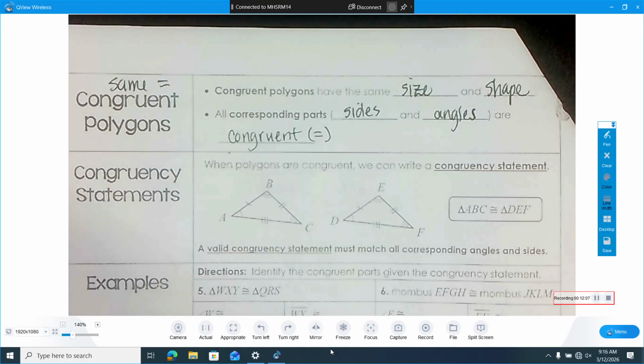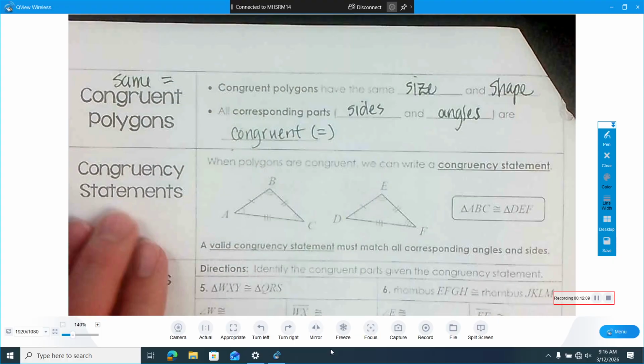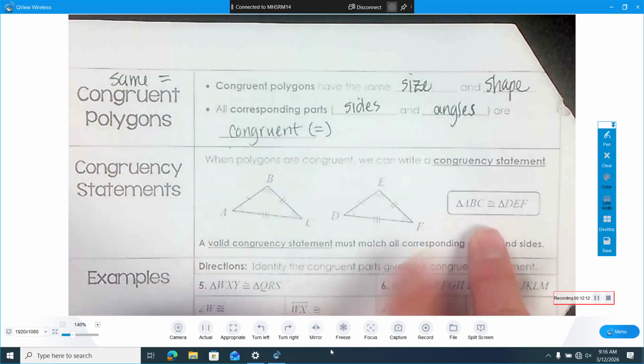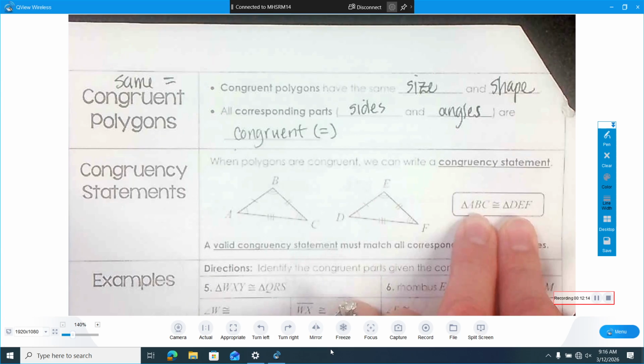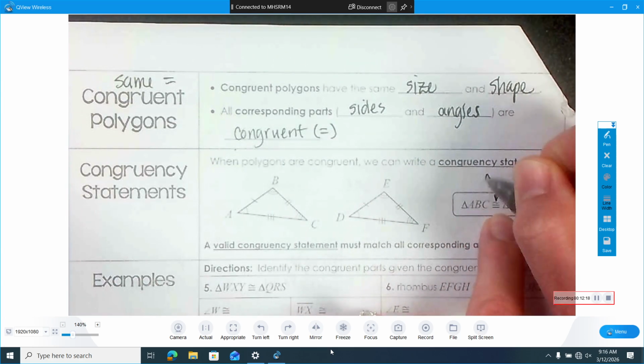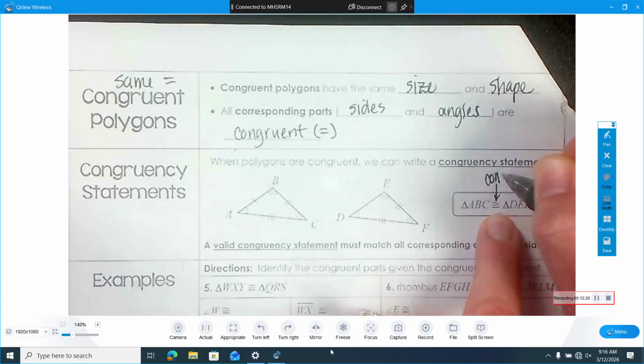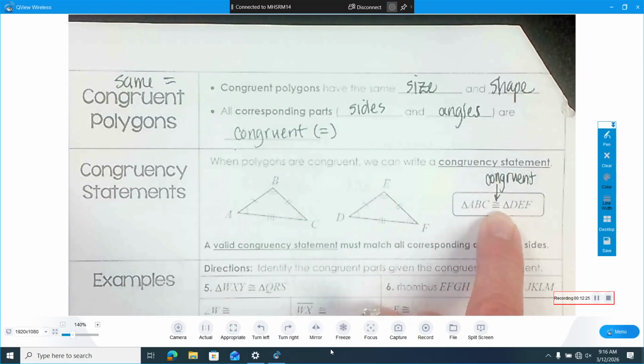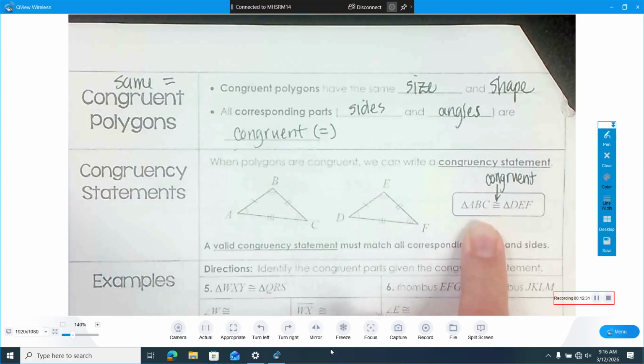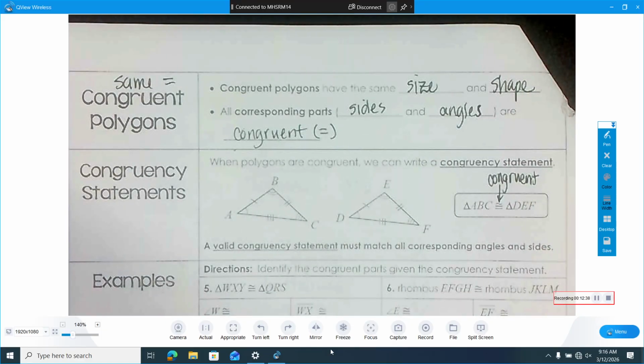And the best thing to know is a congruency statement. A congruency statement looks like this. It says triangle ABC is congruent, this is our congruent marking, C-O-N-G-R-U-E-N-T. Triangle ABC is congruent to triangle DEF. Now, the order of this congruency statement is super important because it's put in order for a reason.